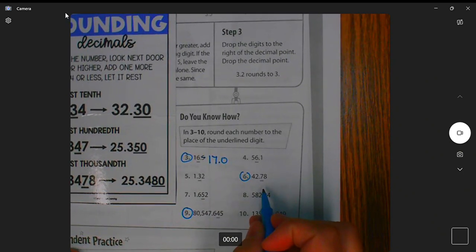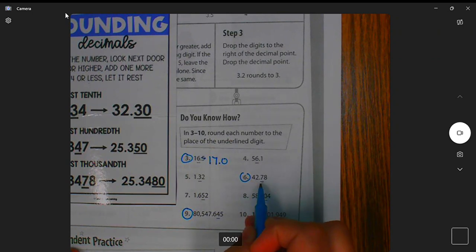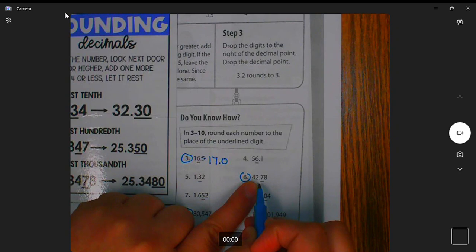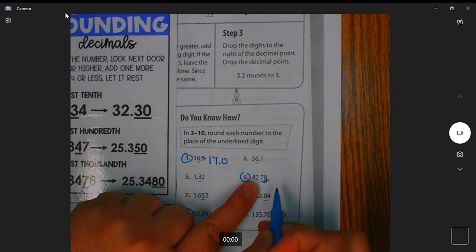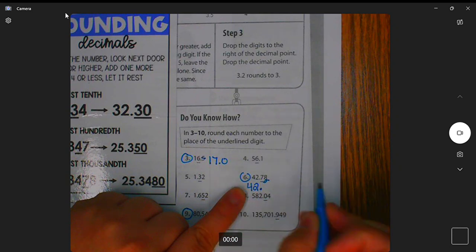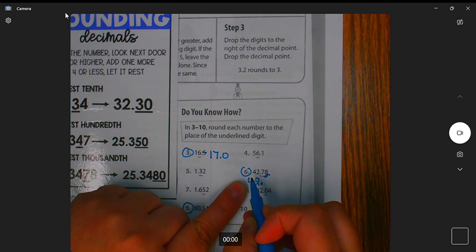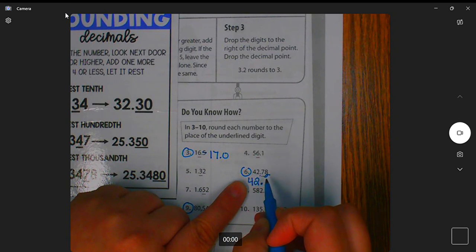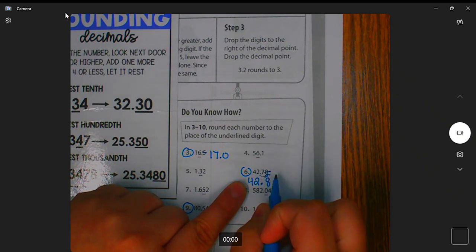Number 6. Find the number. Found it. I'm in the 10th position. Look next door. 5 or higher, add 1 more. 4 or less, let it rest. 8. Is it higher or lower than 4? It's higher. So I know I definitely need the 42 because those come before the underlined digit. So I'm keeping those. 8 tells 7 to become a what? Yeah, an 8. And I can cross off that 8, and I can put a 0 if I need to help my brain.